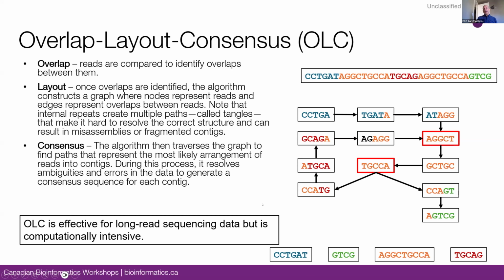So the overlap layout consensus approach is pretty simple, pretty straightforward. It's computationally intensive, so it's kind of slow, but it uses a fuzzy matching approach. So when you're doing this comparison, it will tolerate differences in the overlaps between the 5' and 3' ends. And so that works really well for long reads and for higher error rates in the reads because it is accommodating of higher error rates. So for things like Oxford Nanopore or PacBio, the overlap layout consensus approach is a favored approach.